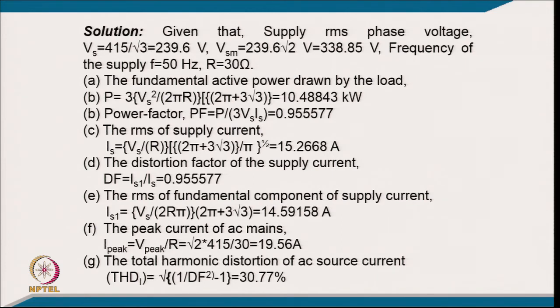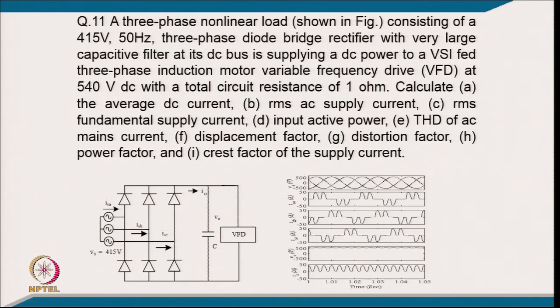So, it comes 0.955577, and the RMS fundamental component from calculating this relation comes to 14.59158 ampere. The peak AC current, that is V peak upon R, will be typically 19.56 ampere, and total harmonic distortion, putting in the values, comes to 30.77. So, it is a little lesser than your previous case, almost similar to that.